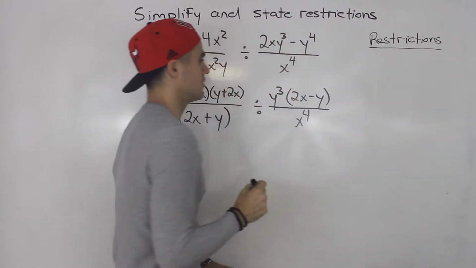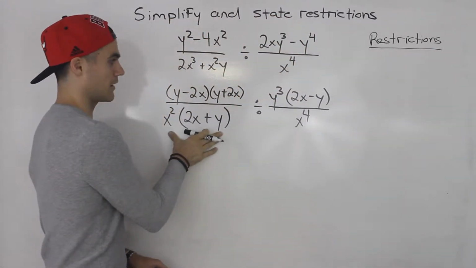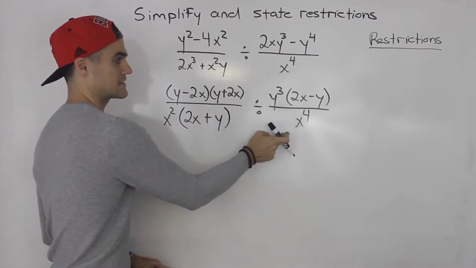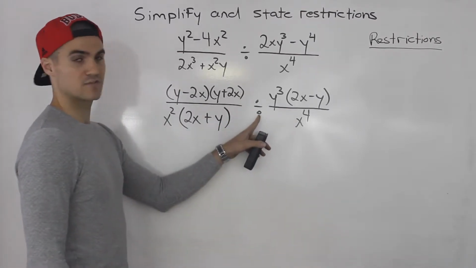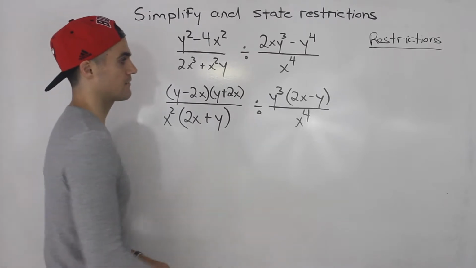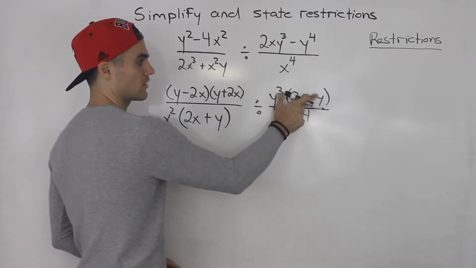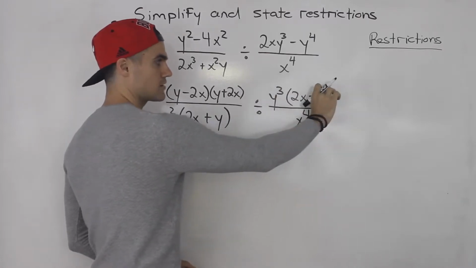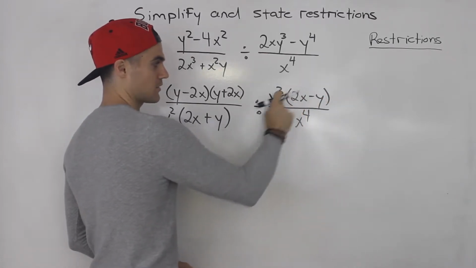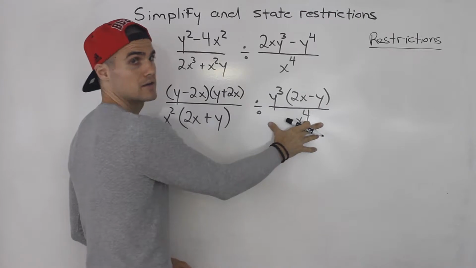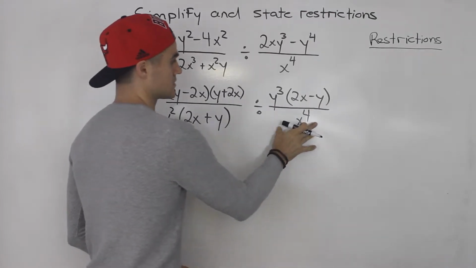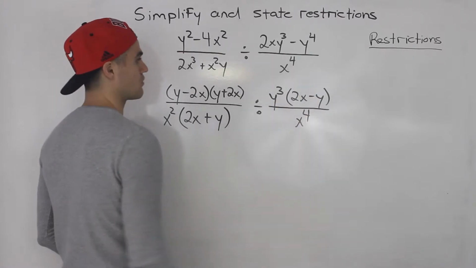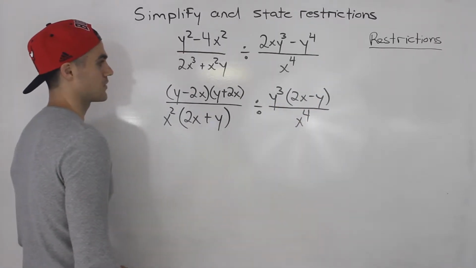Now, the restrictions are always what? The denominators can't equal 0, right? You can't be dividing by 0. But notice since we have a division symbol here, we also have to take into account the numerator of the rational expression that we're dividing. Because remember, if the numerator is 0, this whole thing is 0, and you can't be dividing by 0. So when you're dividing by a rational expression, you got to take into account the numerator as well.